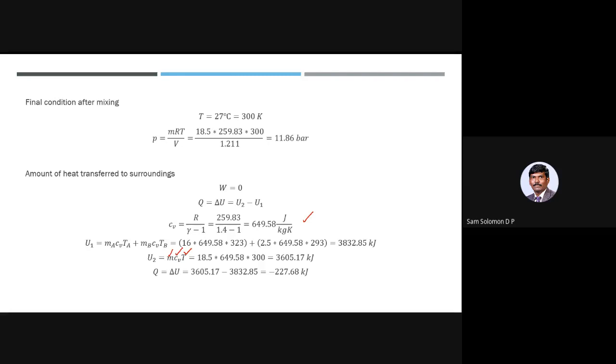So CV value is 649.58 in both the cases. So here also you use 649.58, and here also you use 649.58. This is applicable because in both the vessels you are having oxygen.